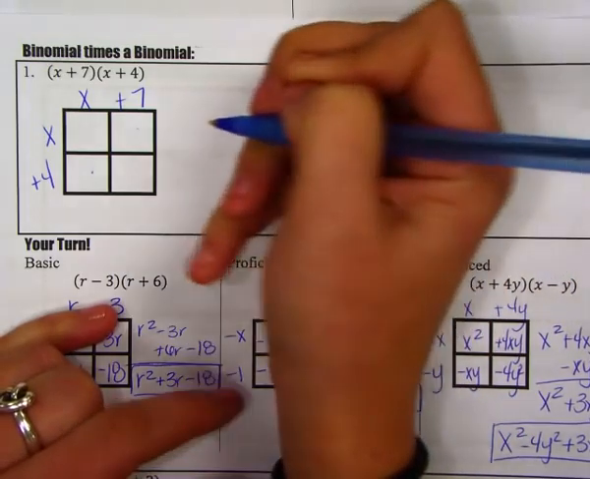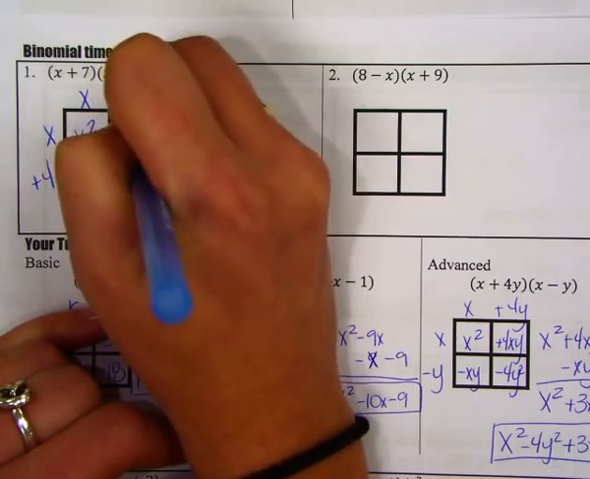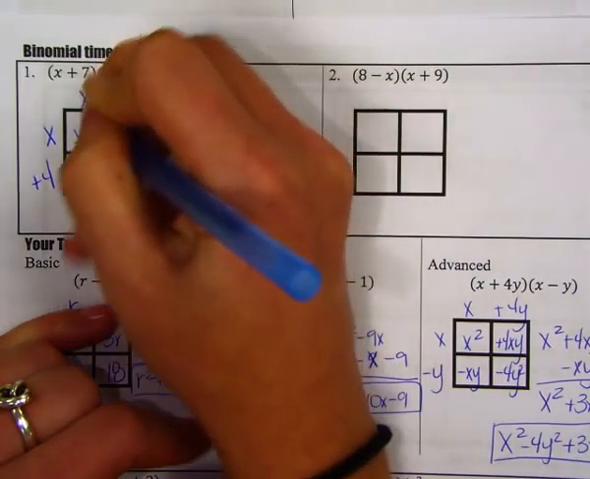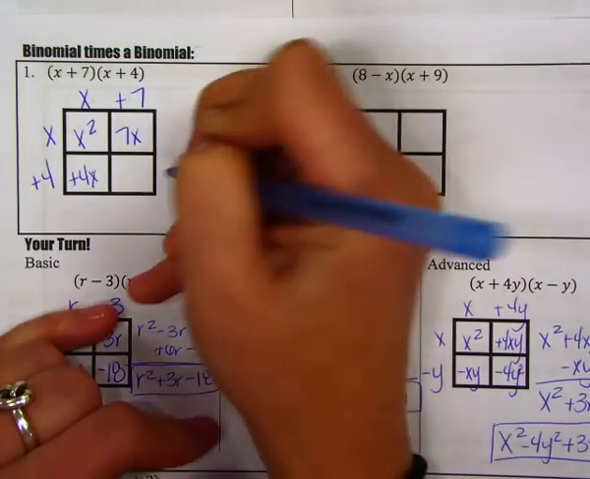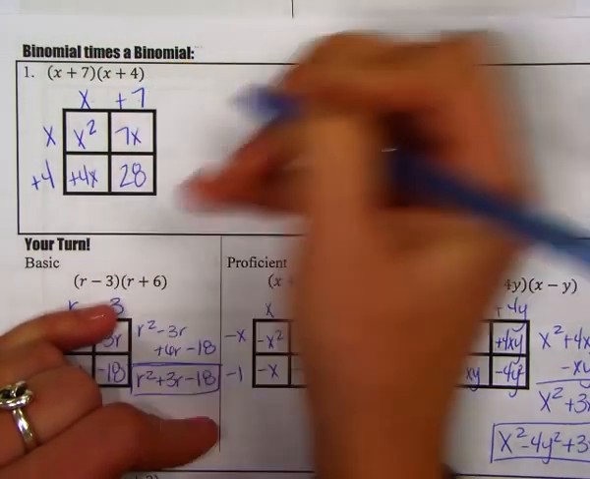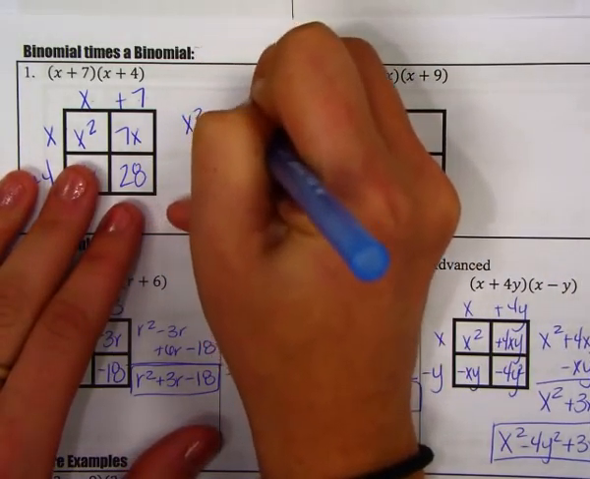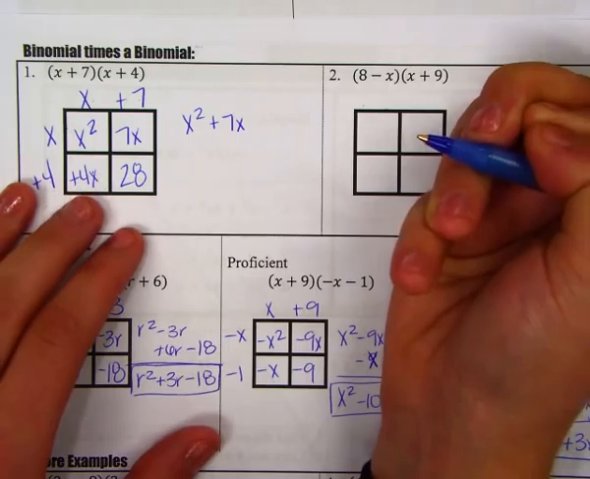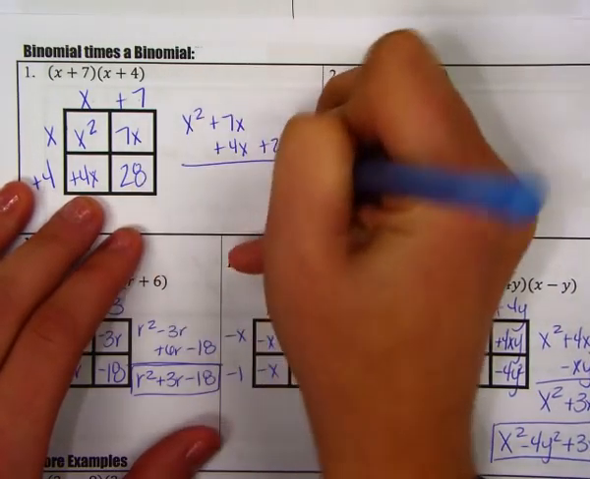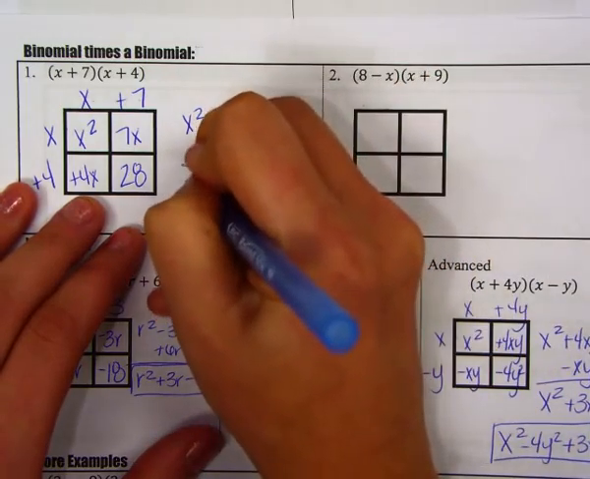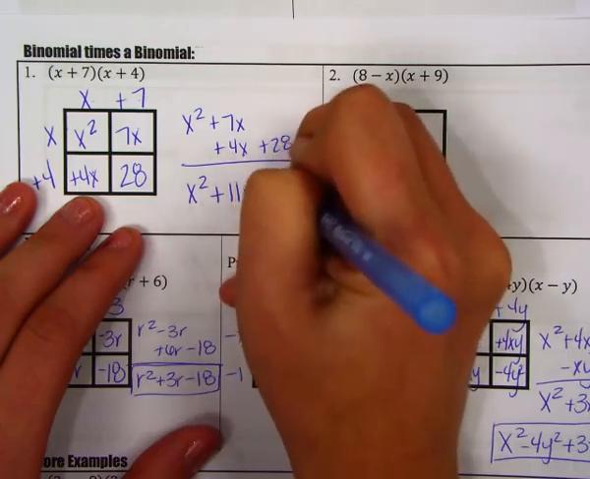Then we just multiply. x times x is x squared. This will be 7x. x times 4 is 4x. 7 times 4 is 28. Then I'll rewrite it outside, and then I'll line up like terms. Add straight down. x squared plus 11x plus 28.